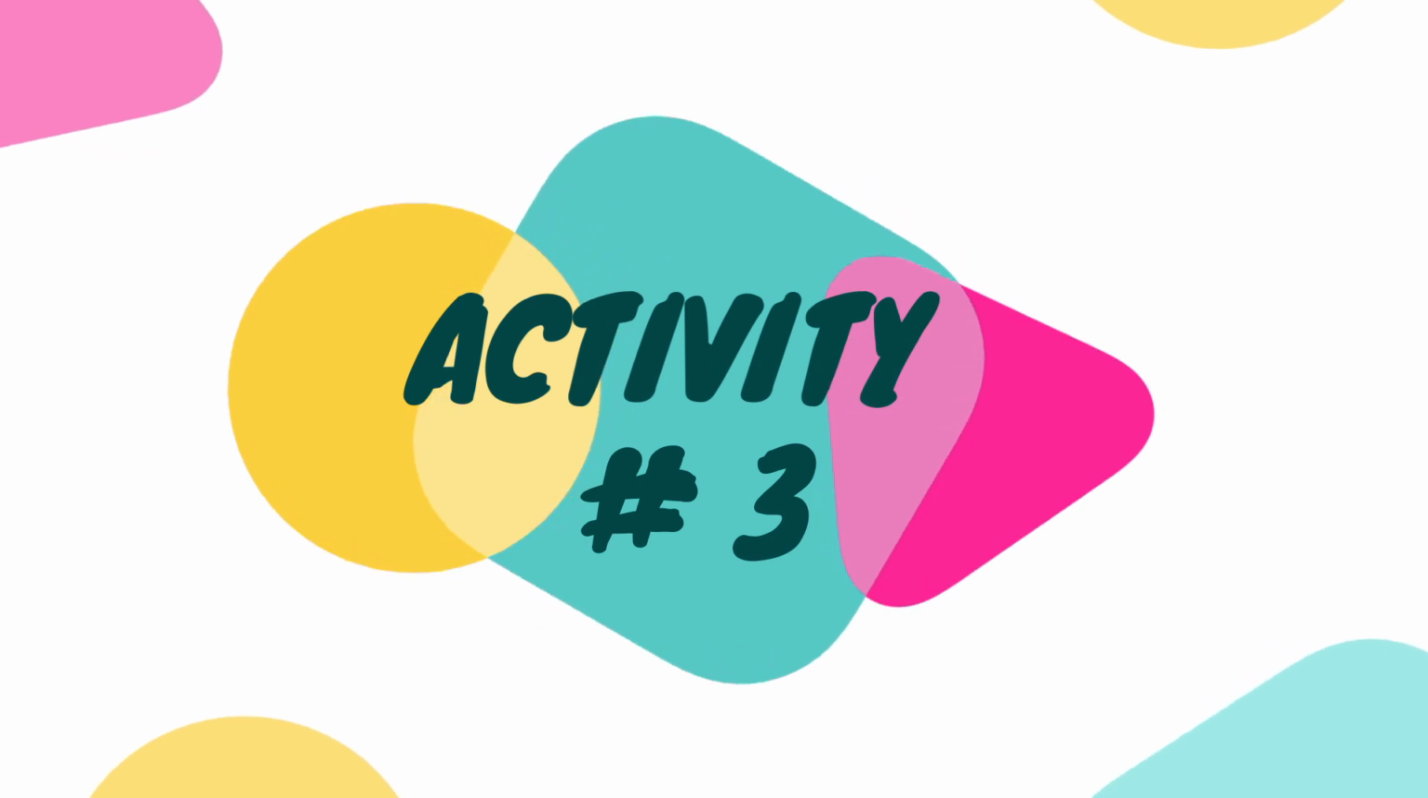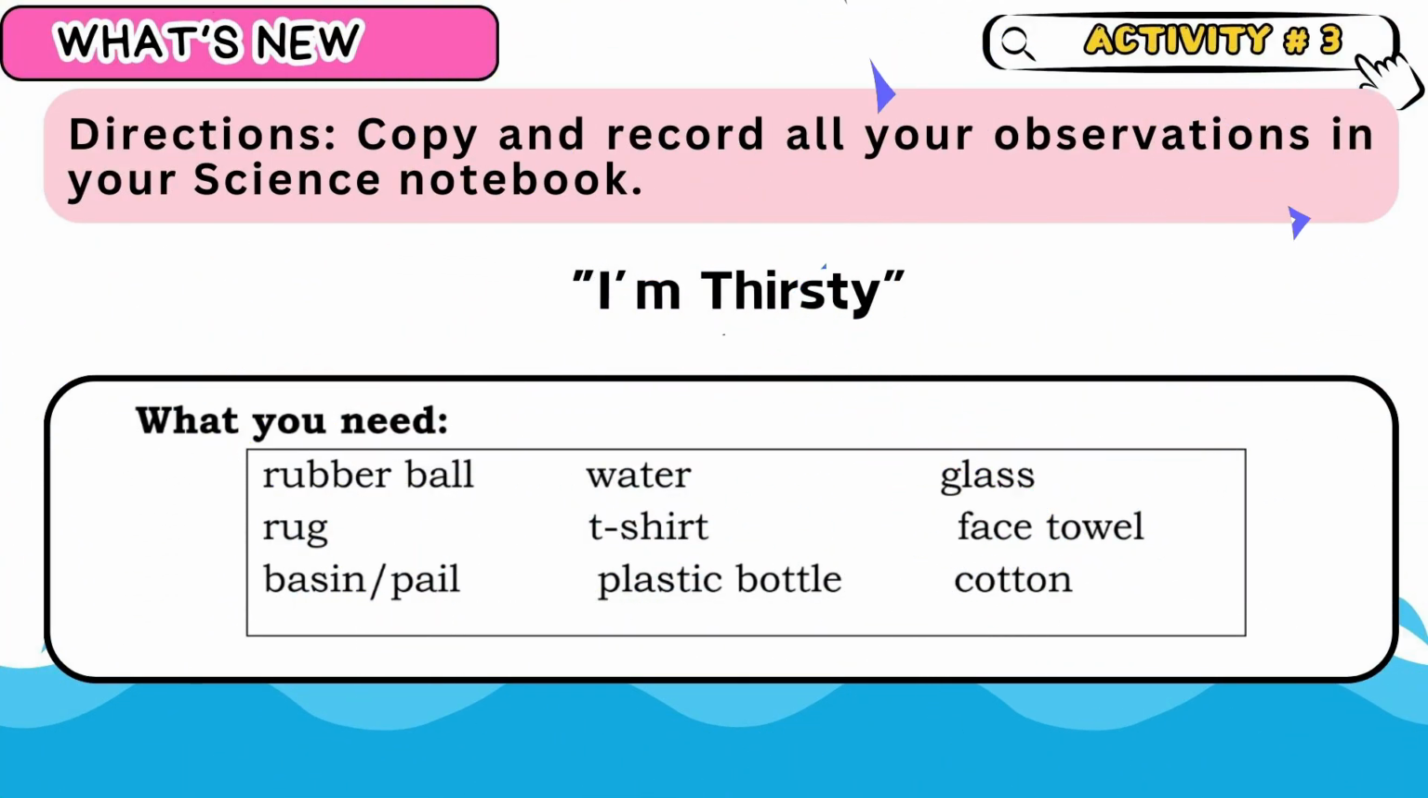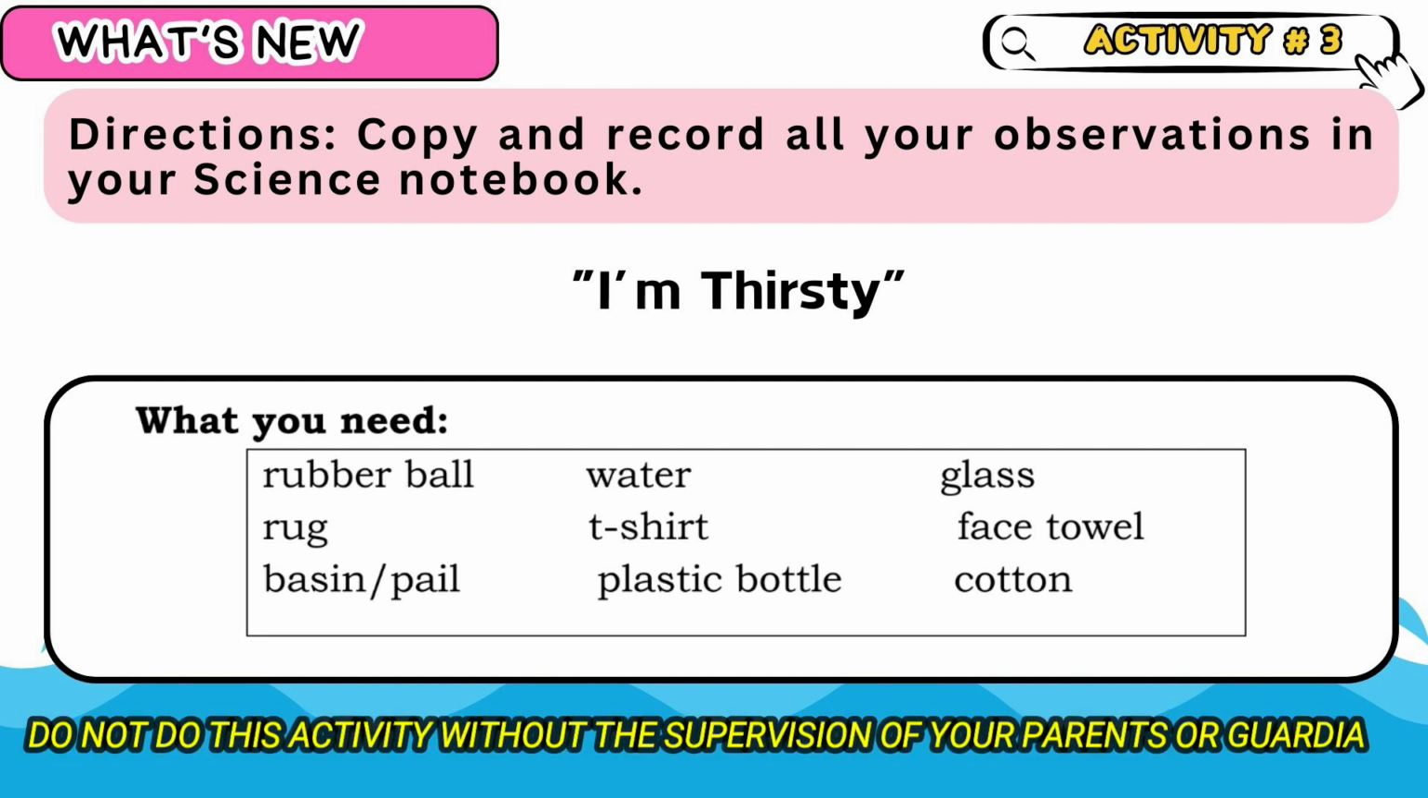Activity number 3. Directions. Copy and record all your observations in your science notebook. Remember, kids, do not do this activity without the supervision of your parents or guardian.